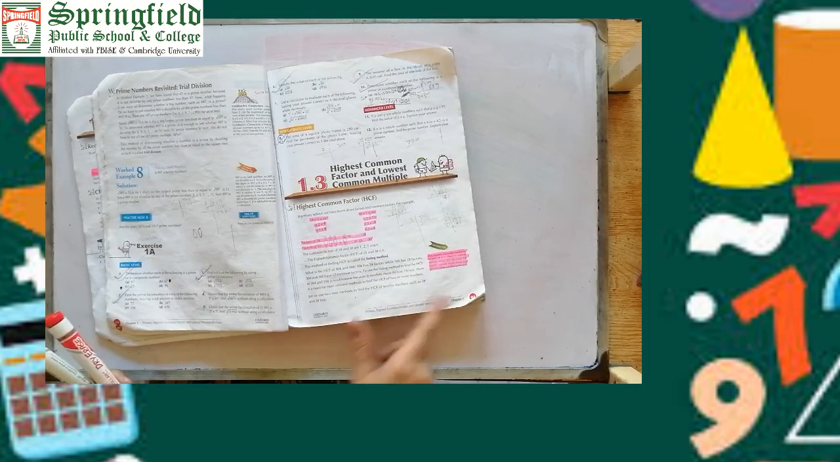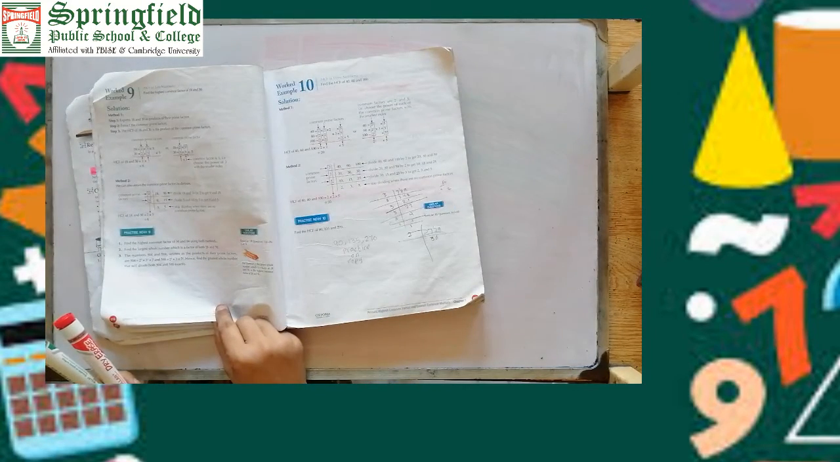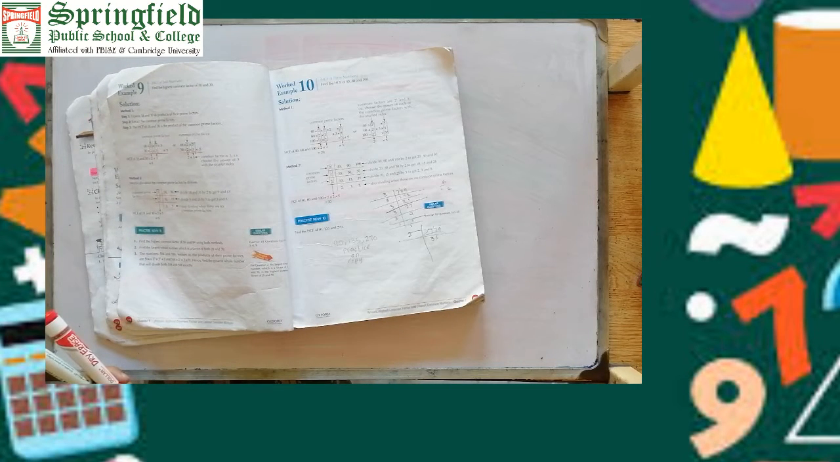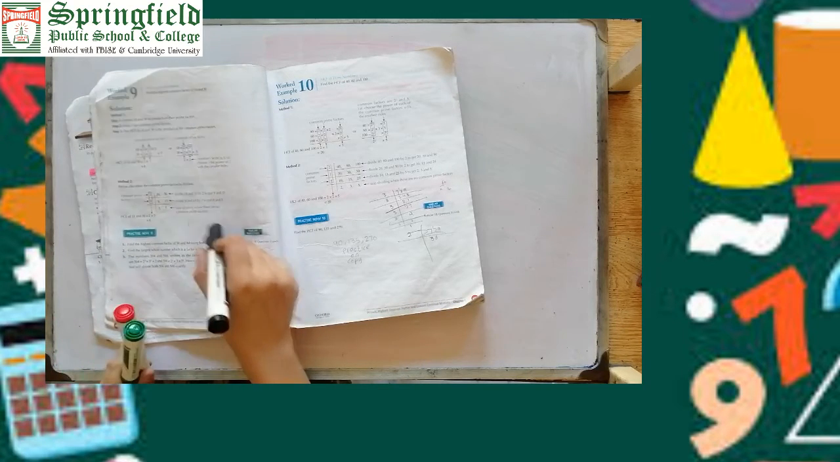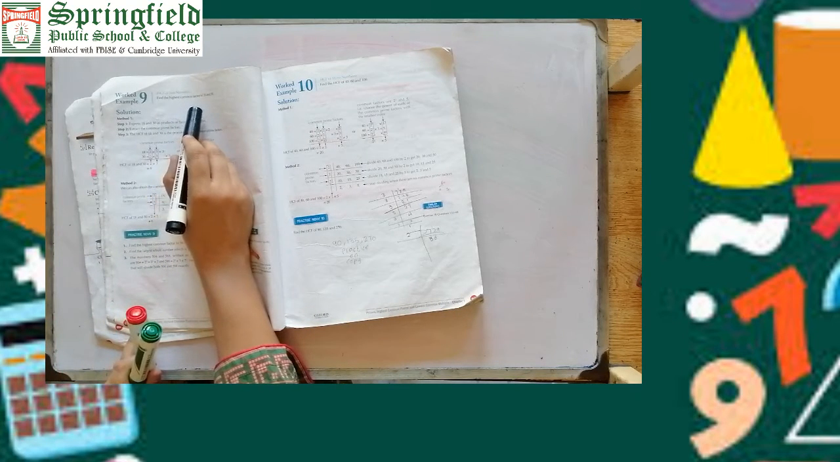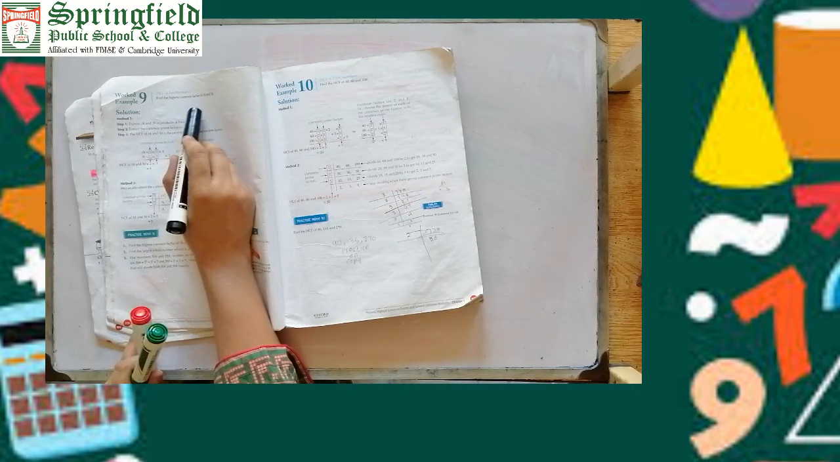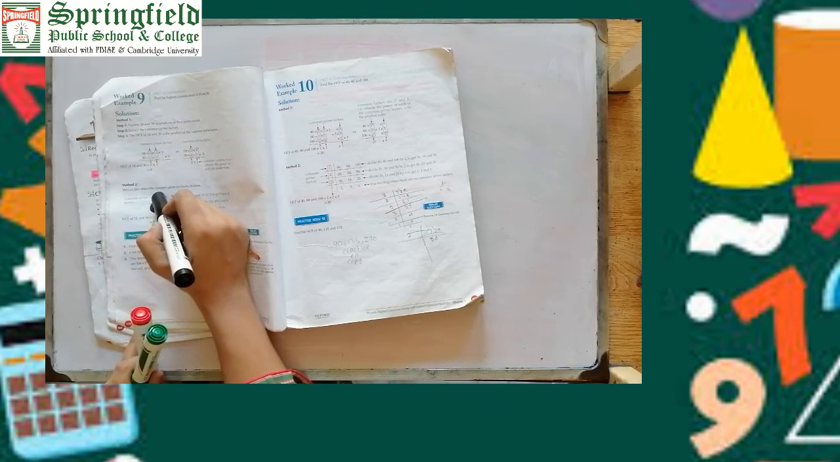Okay, we already discussed this. Come to the next page, page number 15, example number 9. Example number 9 is: find the highest common factor of 18 and 30. So there are two numbers, 18 and 30. How can we find the HCF of these two numbers? There are two methods.